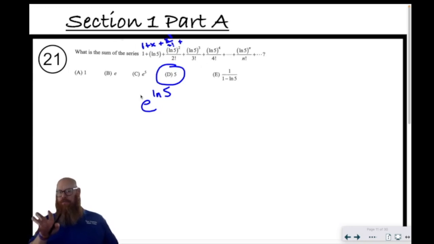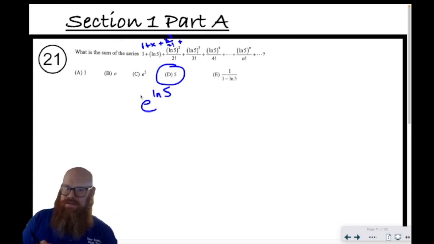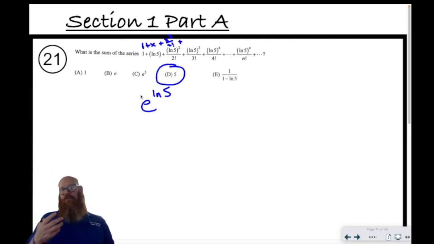So that one, if you really need to know, you need to recognize the Maclaurin series for e to the x, sine, cosine, 1 over 1 plus x, or 1 over 1 minus x, really. And then you can get 1 over 1 plus x from that. So you really need to commit those to memory so that a problem like this is super, super simple.